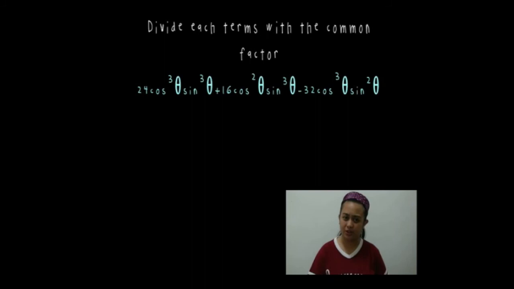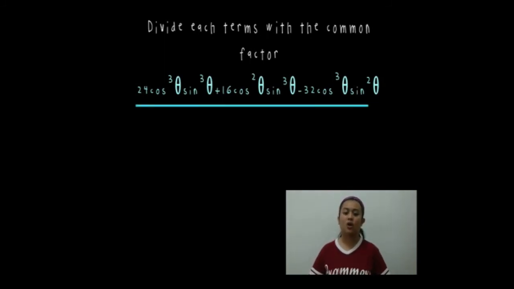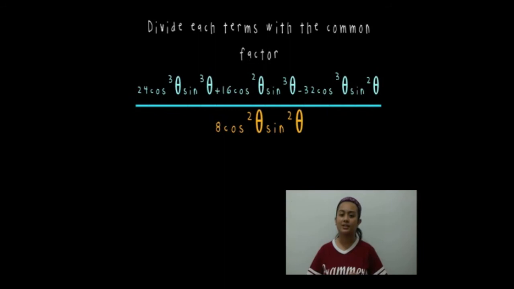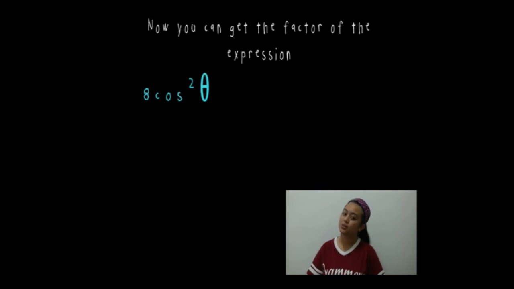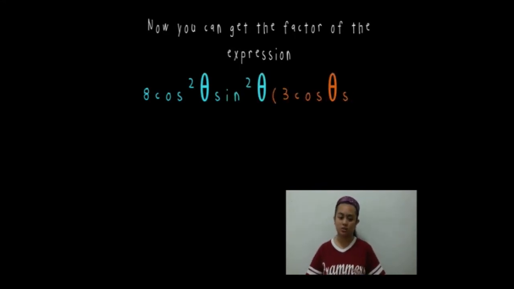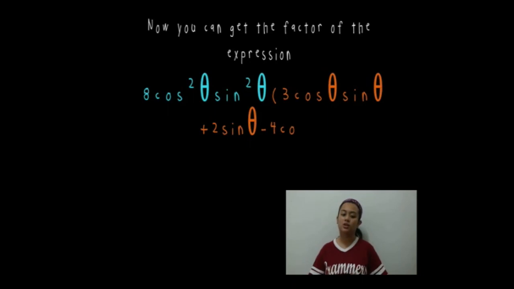Now, on to our next step, step 2. We divide the given by the common factor. This leads us to an answer of 3 cosine theta sine theta plus 2 sine theta minus 4 cosine theta. Now, since we've divided it, it's time for step 3. We can now find the factors of our given, which are 8 cosine squared theta sine squared theta multiplied to quantity 3 cosine theta sine theta plus 2 sine theta minus 4 cosine theta.